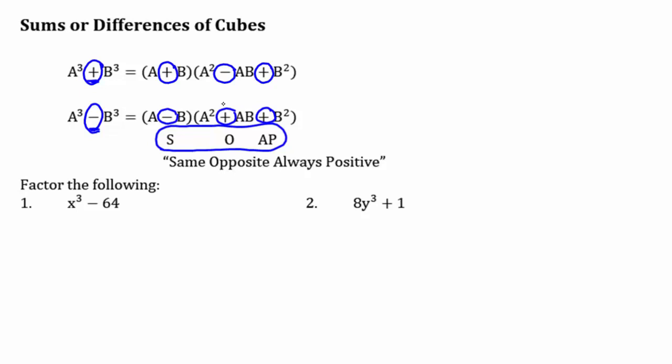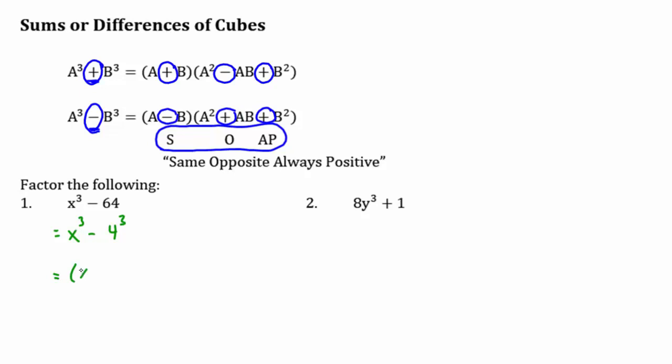Now let's look at numbers 1 through 8 in this lecture. And our first one here, we have x cubed minus 64. And if I look at this, isn't it the same thing as x cubed minus 4 cubed, because 64 is 4 times 4, which is 16, and 16 times 4 is 64. So this is a difference of cubes.